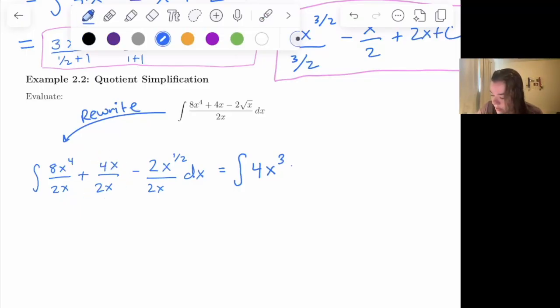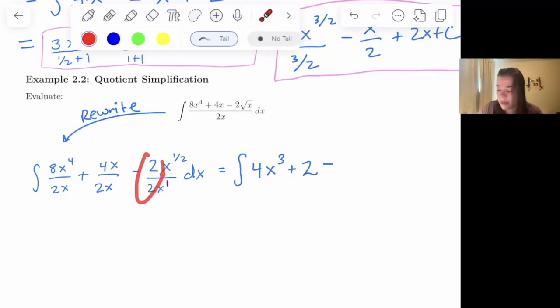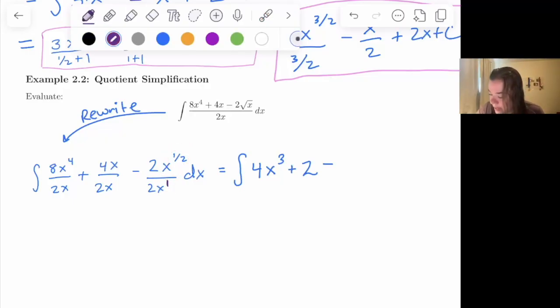Let's do the next term. Now remembering this last term, what you do with your exponents is you subtract exponents on your x. So 2 divided by 2 is 1 with the negative still there. And then what I need to do is I need to take 1/2 minus 1, which gives me x. Let's do it in blue, x to the negative 1/2.